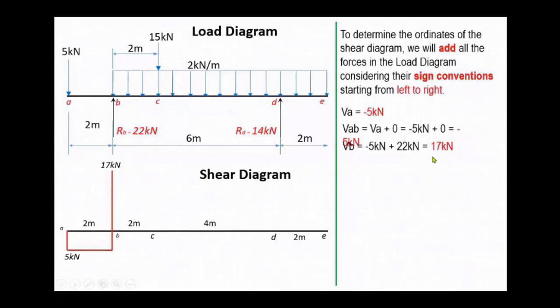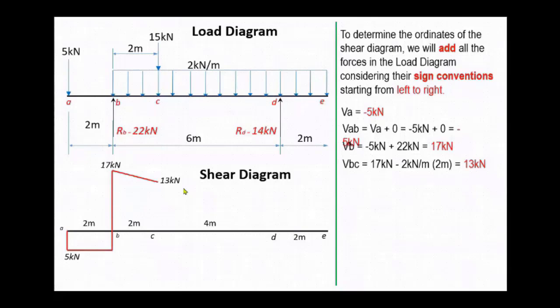Now, the segment B to C, the shear is V sub BC. So VBC equals the previous shear, which is 17 kilonewton, minus the loading at B to C. Since the loading is downward, the uniformly distributed load, 2 kilonewton per meter, so 17 kilonewton minus 2 times 2 equals 13. So from point B to point C is 13 kilonewton. So we will draw a straight line downward from 17 to 13.